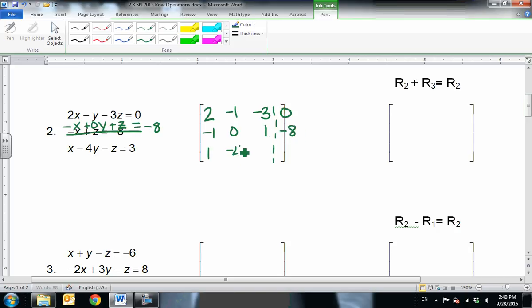1, -4, -1, 3. Everyone okay with where I'm getting those numbers? Okay, cool. The operation it's telling me to do is to take R2, so row 2, plus row 3, and where am I going to put my answer? Row 2. So is row 1 going to change at all? No, so go ahead and recopy row 1 down.